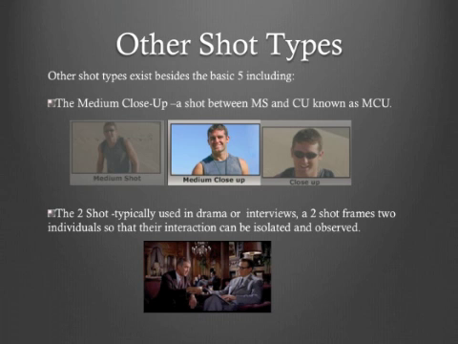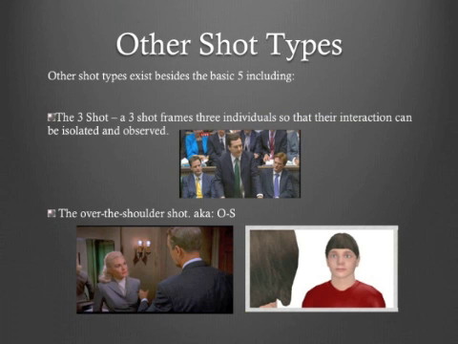These are the basic 5 shot types, but there are other shot types besides the basic 5. The medium close-up is a shot between the medium shot and the close-up, known as the MCU for medium close-up. The 2 shot is used in drama or interviews. A 2 shot frames 2 individuals so that their interaction can be isolated and observed. A 3 shot is similar, as it frames 3 individuals so that their interaction can be isolated and observed.